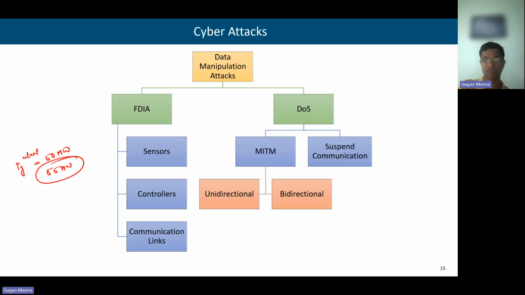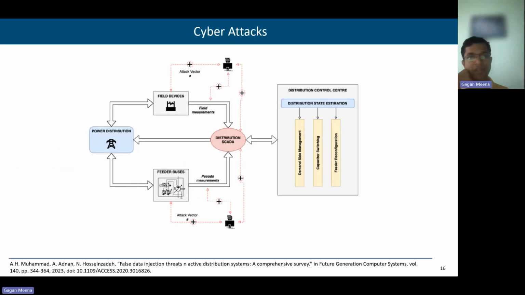Now let us move to the next one. Here you can see an example of a cyber attack. Here you can see the power distribution. You have the distribution SCADA, you have feeder buses, you have field devices from where field measurements are coming, and feeder buses where pseudo measurements are coming, and it's going to the distribution SCADA. If there is an attack, we can say attack vector A. So it can happen to the feeder devices or feeder buses. It can happen to field measurement or pseudo measurement.